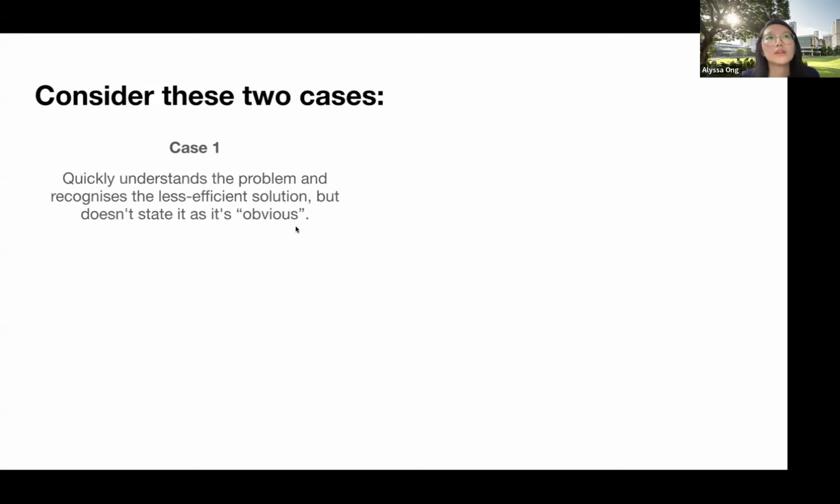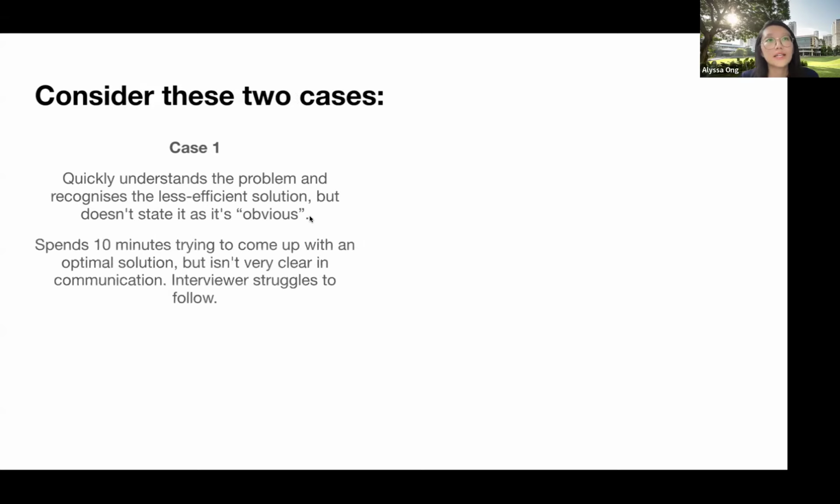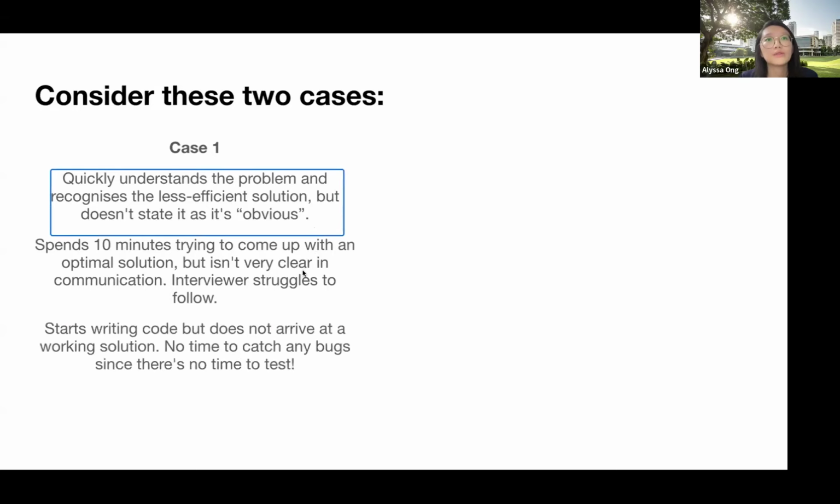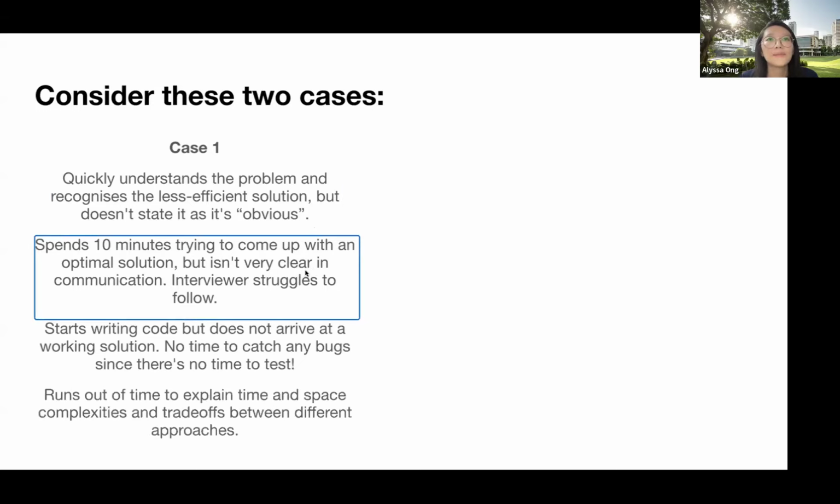So let's have a look at the interviewer's evaluation of a candidate who does not utilize the pre-coding tips. In this case, it will be noted that the candidate clearly understands the problem and recognizes the less efficient solution, but doesn't state it because it's obvious. On the second evaluation, the candidate spends 10 minutes trying to come up with an optimal solution, but isn't very clear in communication, so the interviewer struggles to follow. The next one starts to write code, but does not arrive at a working solution and has no time to catch any bugs since there is no time to test. The last one runs out of time to explain the time and space complexities and trade-offs between different approaches.